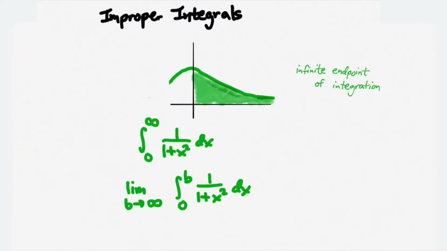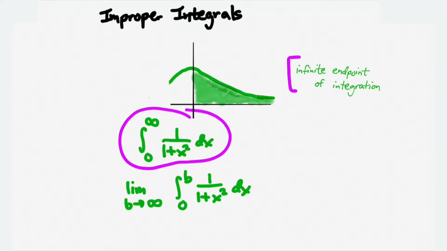Here's another example, only this time it's an infinite endpoint of integration. If you look at this integral right here, we're going from 0 to infinity. I colored it in here in green. It's this spot right here, and you can imagine you're coloring this in forever. You're not supposed to write it this way. You're not supposed to put an infinity here.